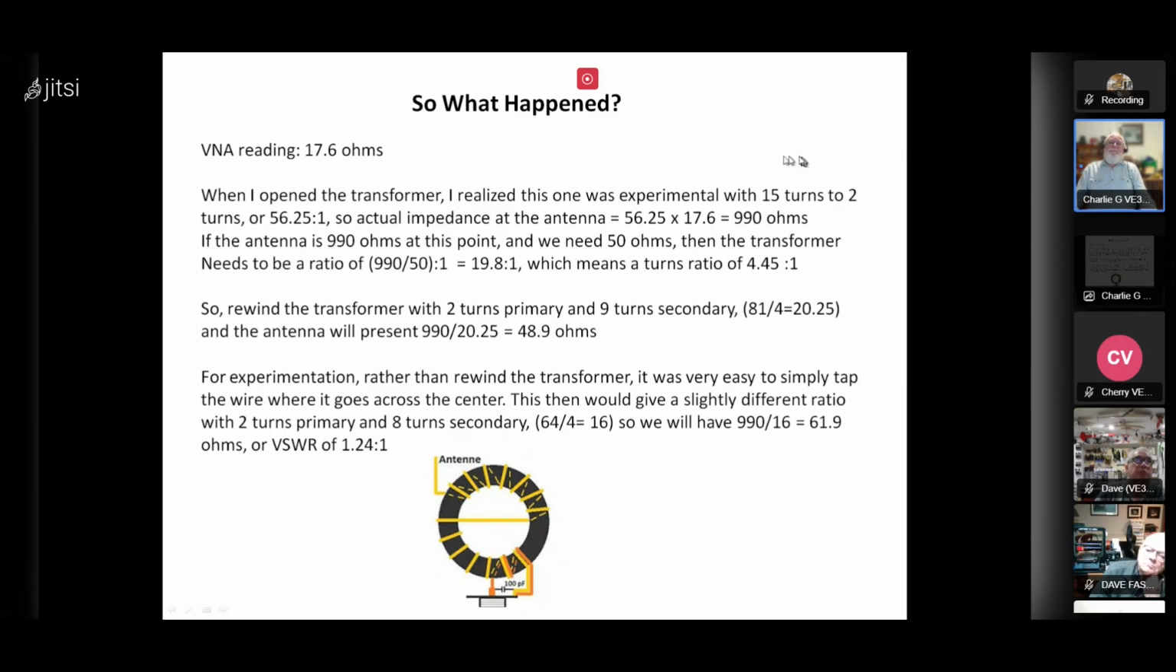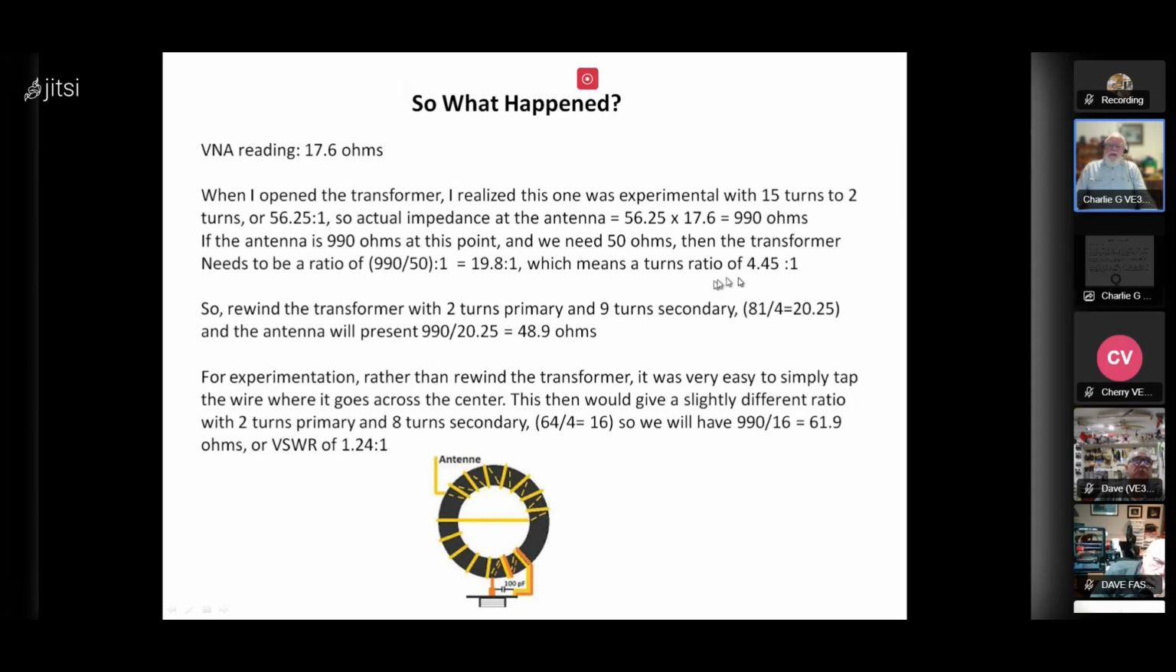What actually happened was when I opened up the transformer to do this, I figured out that first of all, it wasn't a 49-to-1. It wasn't a 7 turns to 1 turn ratio. This was a transformer I've been messing with, and I basically had 15 turns to 2 turns, or 56-to-1 ratio. So redo that calculation properly, and instead of 860 ohms, the antenna feed point impedance is really 990 ohms.